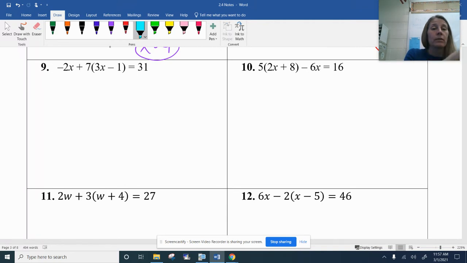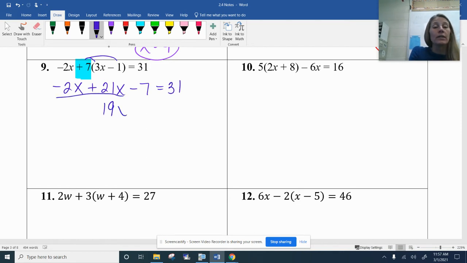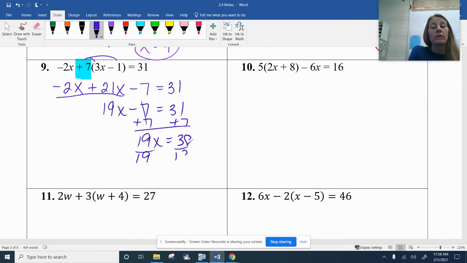Okay, number 9. I'm just distributing a positive 7 this time, so that shouldn't give me too many issues regarding signs. 7 times 3 is 21x. 7 times negative 1 is negative 7. Now the like terms here are going to combine to give me a positive 19x. And then I'm going to add 7. 19x will equal 38. Divide, and I'm left with x equals 2.